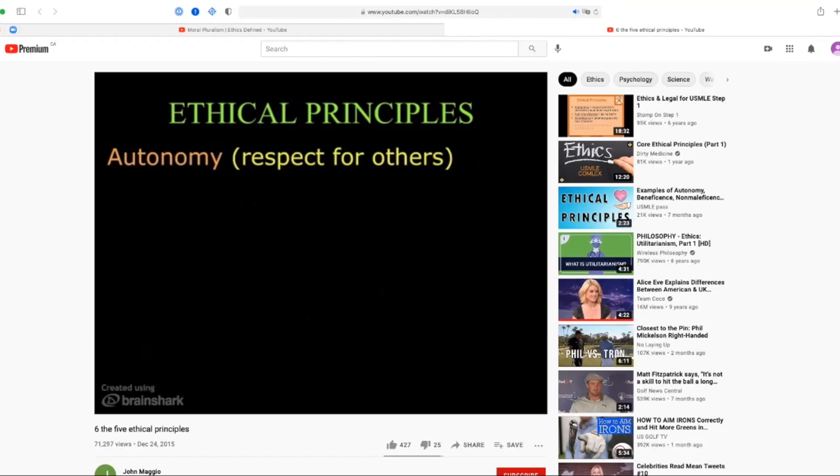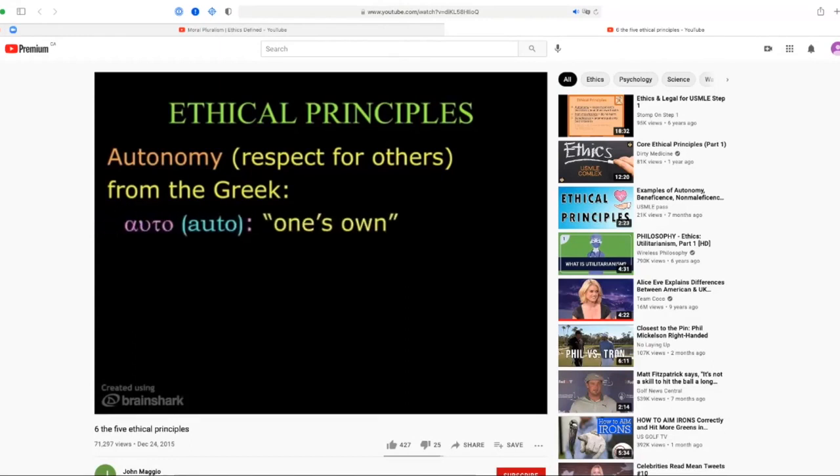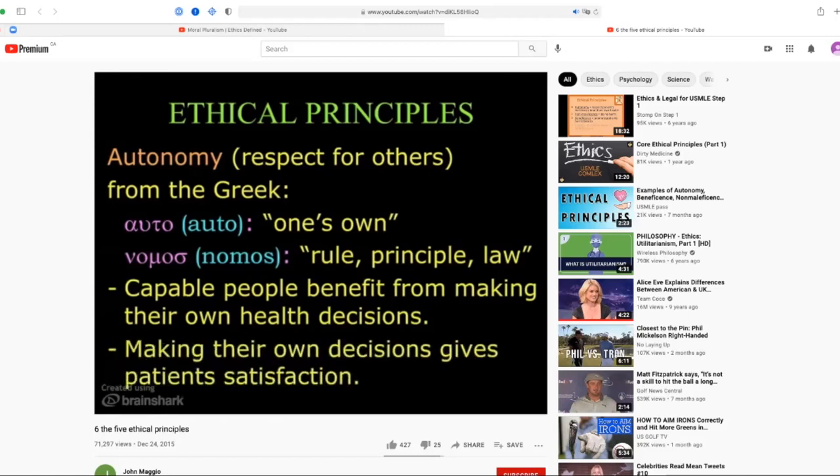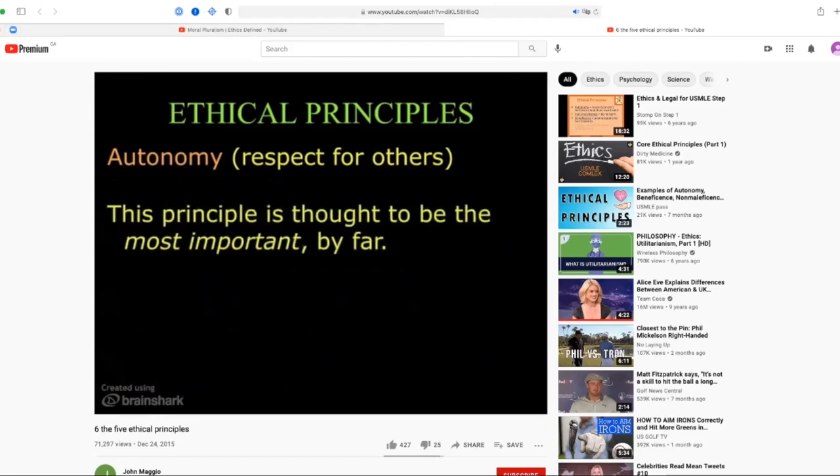The next principle is autonomy, respect for others' choices. From the Greek words auto, meaning one's own, and nomos, meaning rule, principle, or law, autonomy means allowing others to make their own choices. Studies have shown that capable people benefit from making their own health decisions, and that making their own decisions gives patients satisfaction. This principle is thought to be the most important of the 5 principles by far.